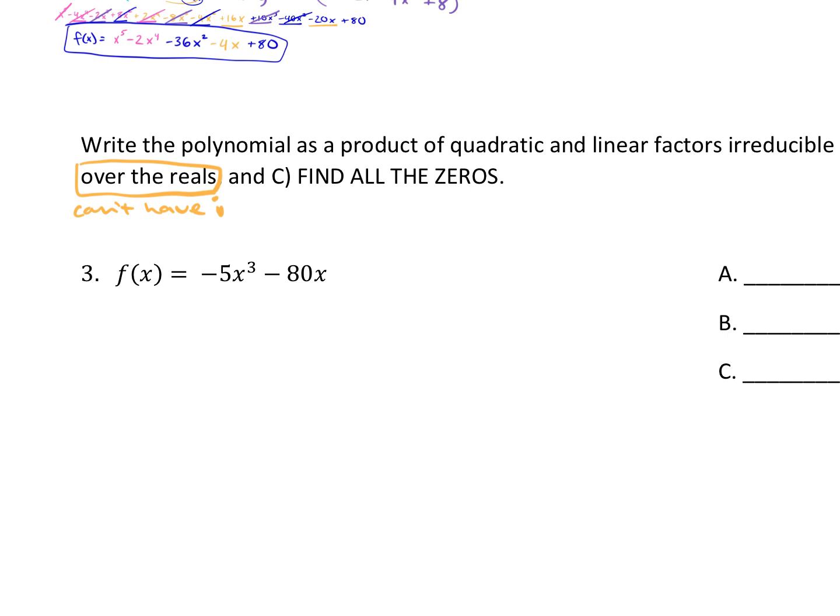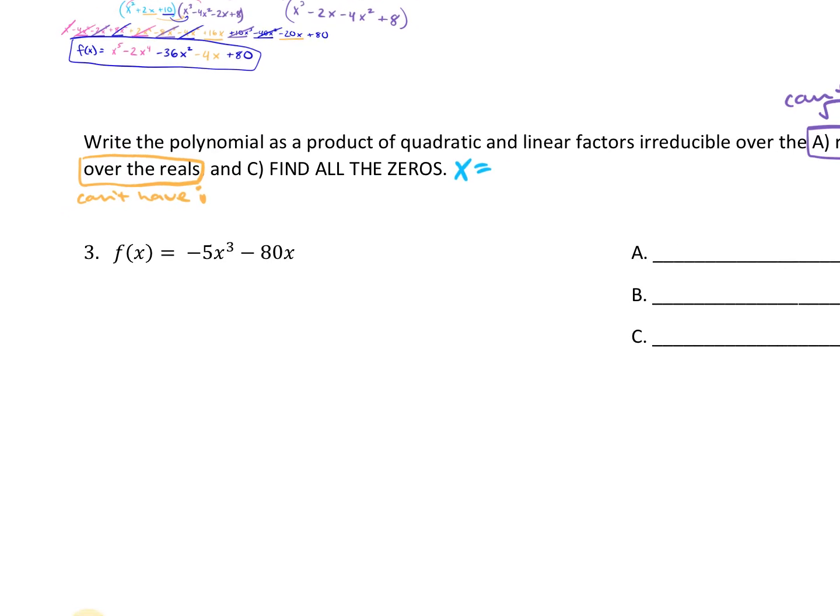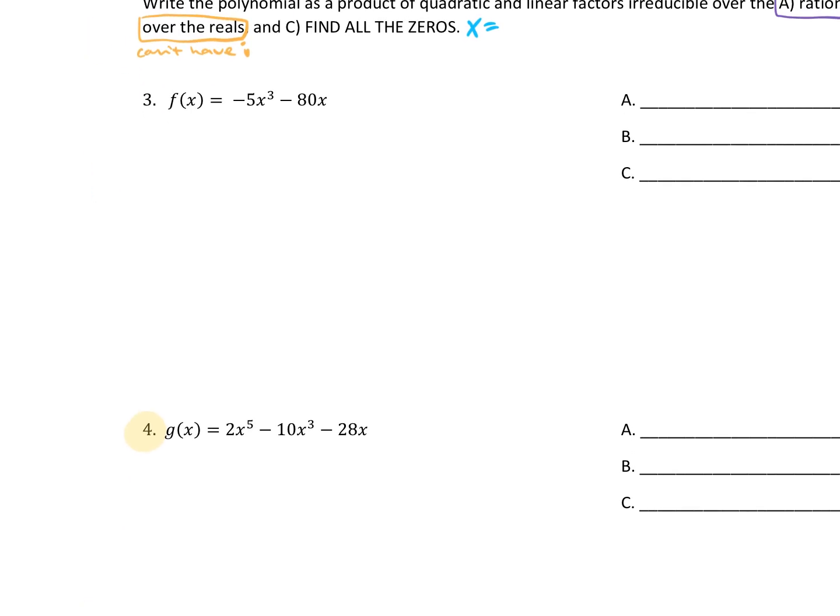For part C, when it says find all the zeros, just write x equals whatever your x is going to be equal to. So the other two, part A and B, want it left in factored form. So just make sure you understand the difference between irreducible over the rationals and irreducible over the reals. Let's practice number 4.